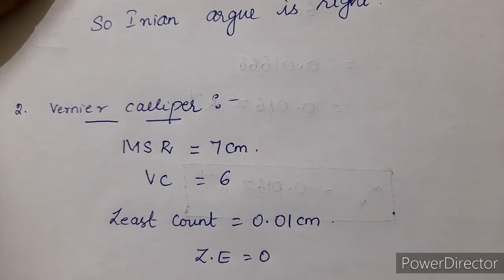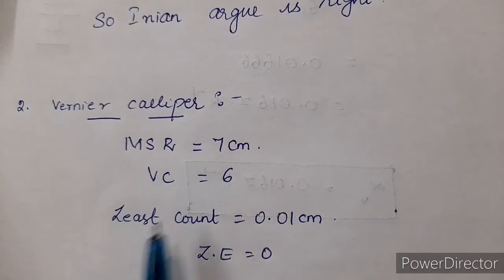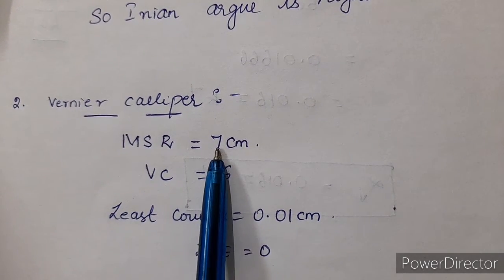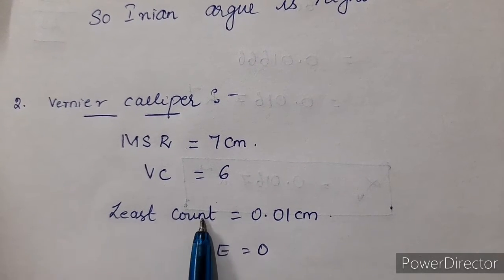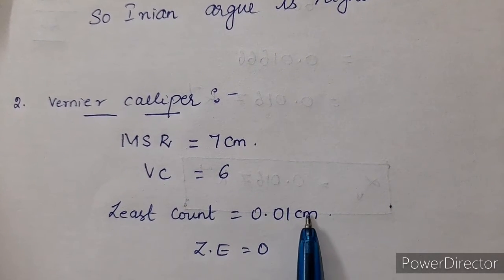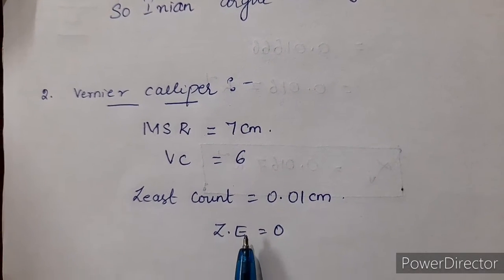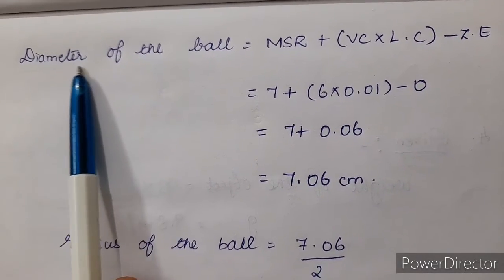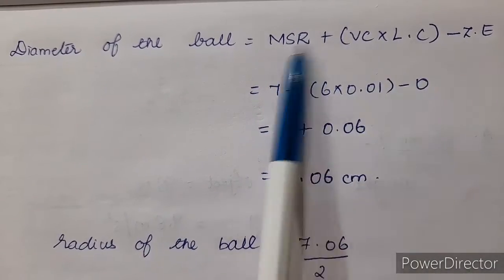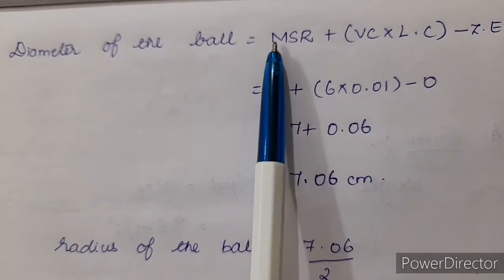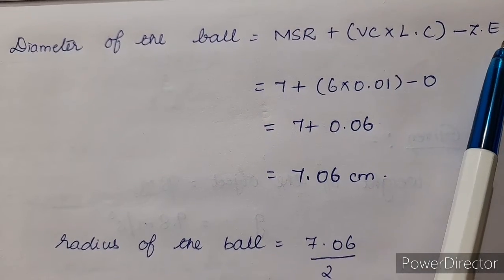So we are using the vernier caliper here, isn't it? The main scale reading is given as 7 centimeter. Vernier coincidence is 6, and we know the least count, isn't it? 0.01 centimeter, and the zero error is nil here. There is no zero error. So here we are going to find out the diameter of the ball, right? So using the vernier calipers, the diameter can be found using this formula, that is MSR, main scale reading, plus vernier coincidence into least count minus the zero error.